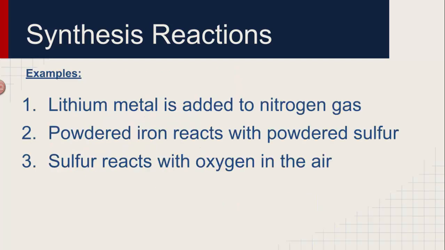Okay? So here are some examples. I want you to stop the video and jot these down and leave some space under each one so that you can write an equation so we can talk about it. Okay? The first one is lithium metal is added to nitrogen gas. Notice I don't tell you what's being produced because we're going to predict it based on the rules. The second is powdered iron reacts with powdered sulfur. And the third is sulfur reacts with oxygen in the air. So write those down in your notebook, leave some space under each one so that we can write a balanced chemical equation.